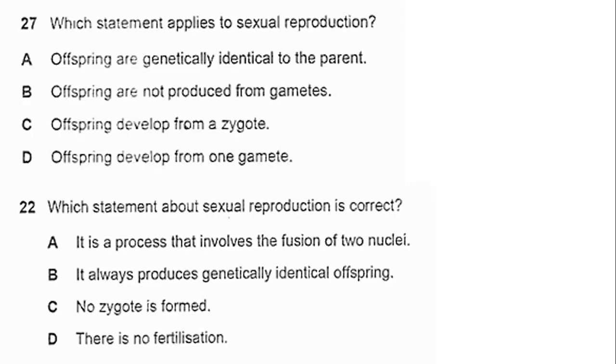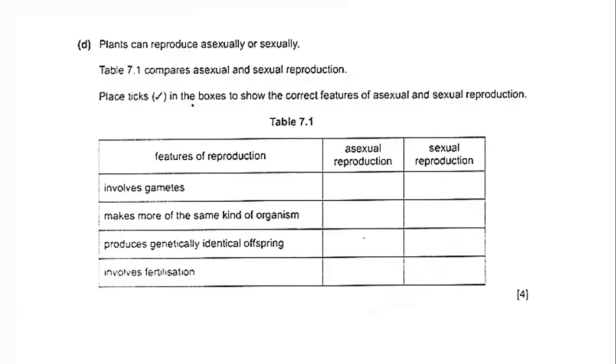Now let's answer some questions together. Which statement applies to sexual reproduction? Offspring are genetically identical to the parent. Offspring are not produced from gametes. Offspring develop from a zygote. Offspring develop from one gamete. Which one is the correct answer? Of course, that offspring develop from a zygote. Which statement about sexual reproduction is correct? It is the process that involves the fusion of two nuclei of gamete cells.